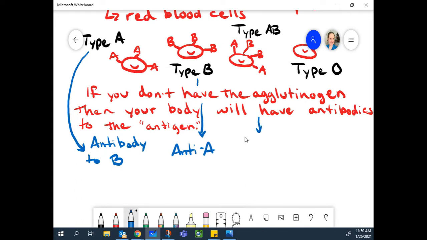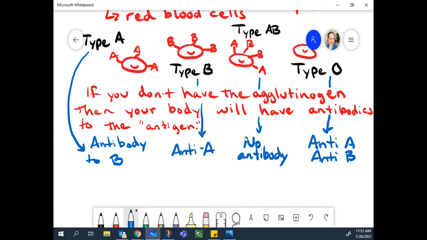Type AB. This one's kind of tricky. Right. No antibodies to those agglutinogens because they have both. Their immune system will not freak out if they see A's or B's or naked blood cells around. So that's all good. Type O, though, what are they going to have an issue with? A's and B's. So we would have the antis for A and the antis for B. I'm getting lazy, is what's happening there with my writing. Awesome. Thank you, Cassidy, for writing those in.